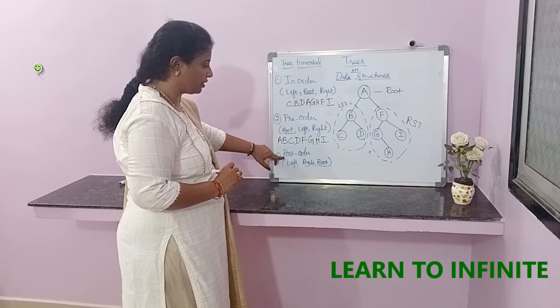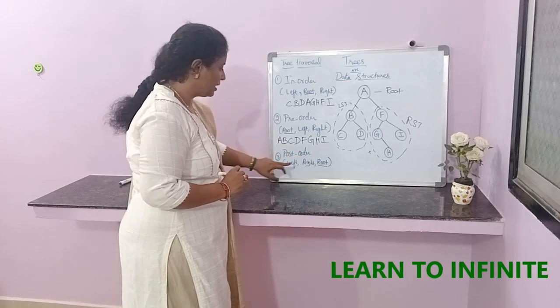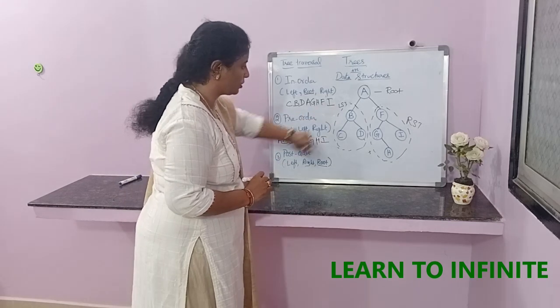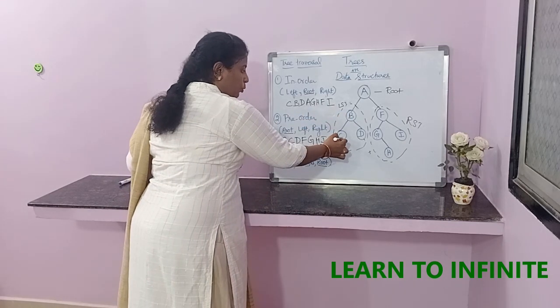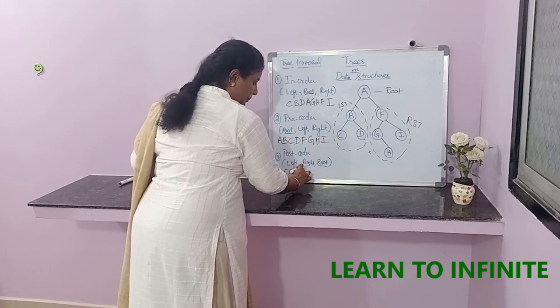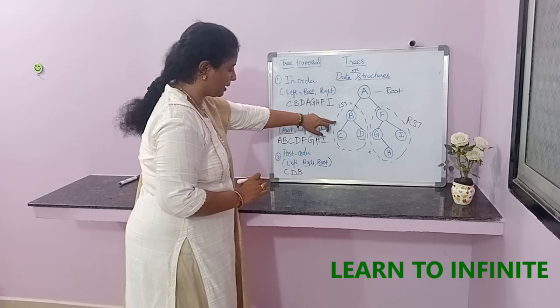And next is your post-order, where the root will be in the last. So first is your left. In the left, we have to consider the left subtree. In the left subtree, the leftmost node is C. Next is your right, D, and root is B. So our left subtree is complete.